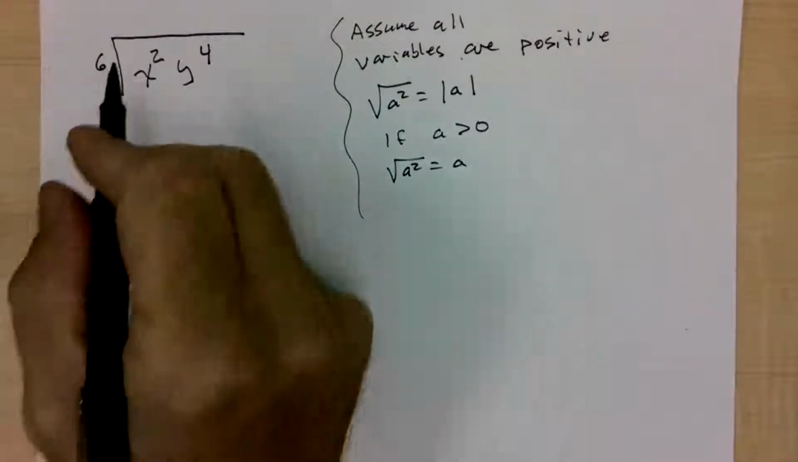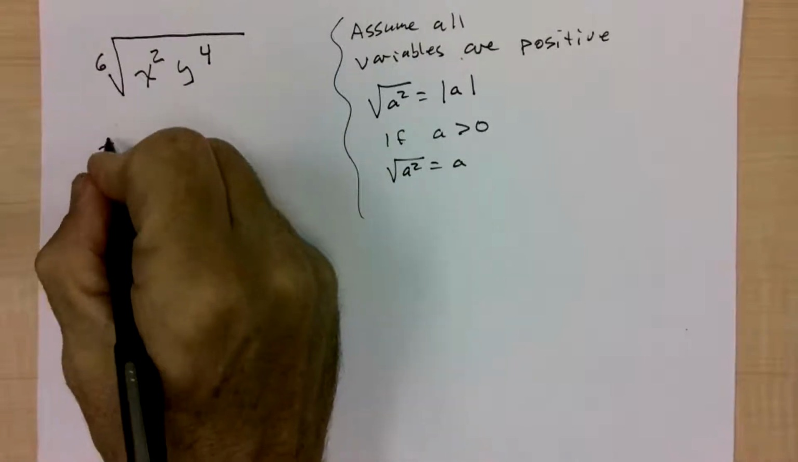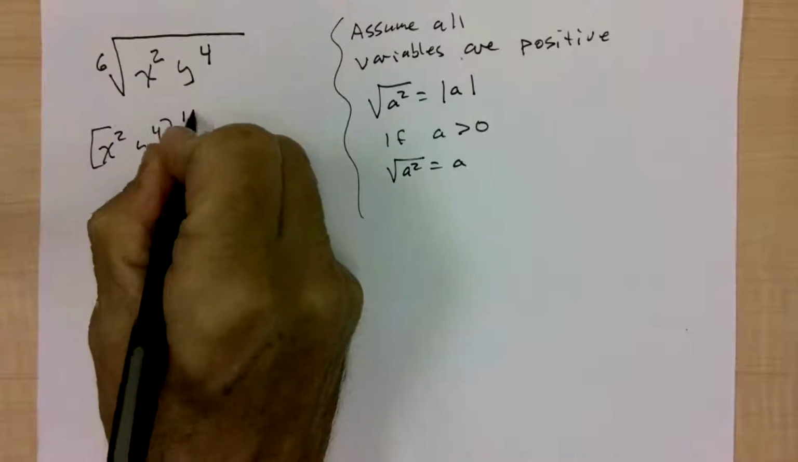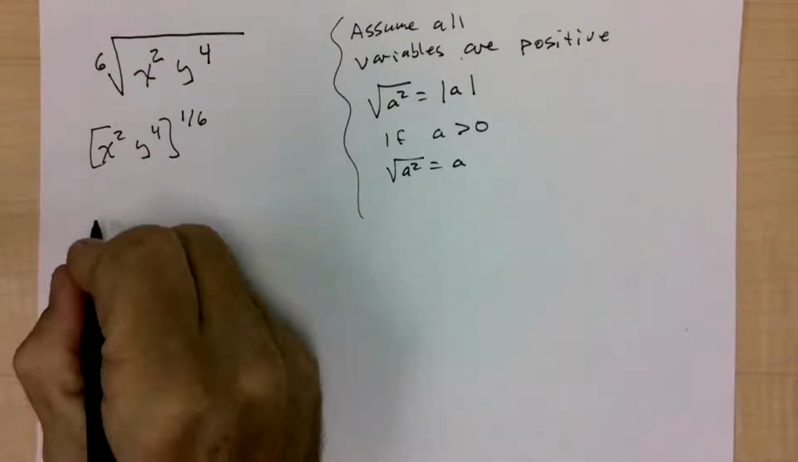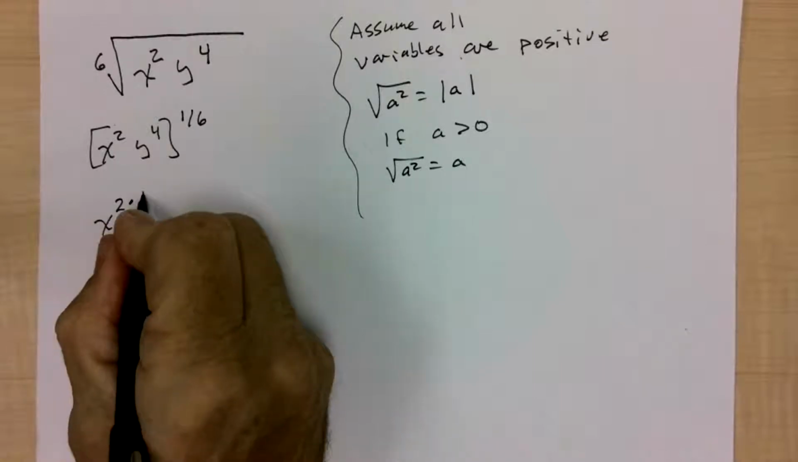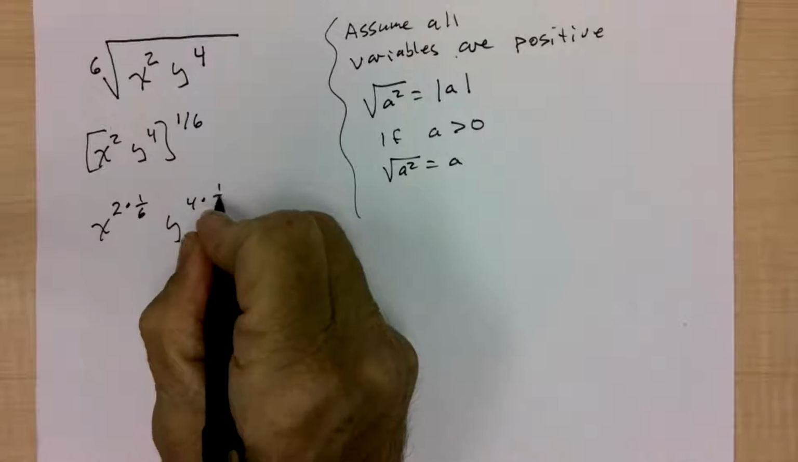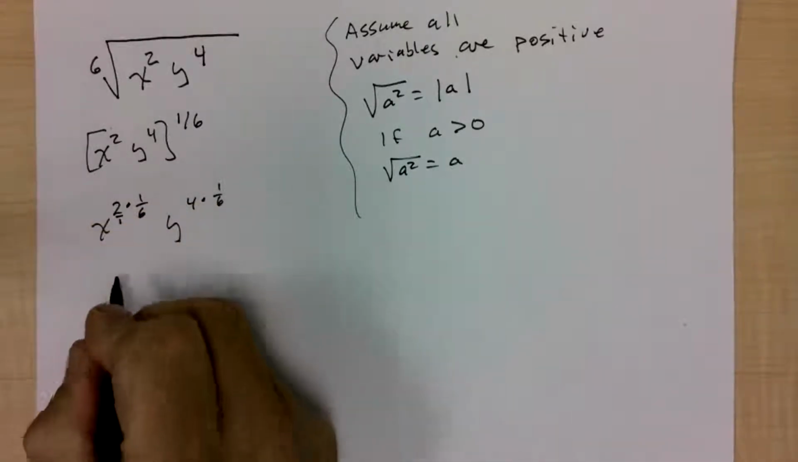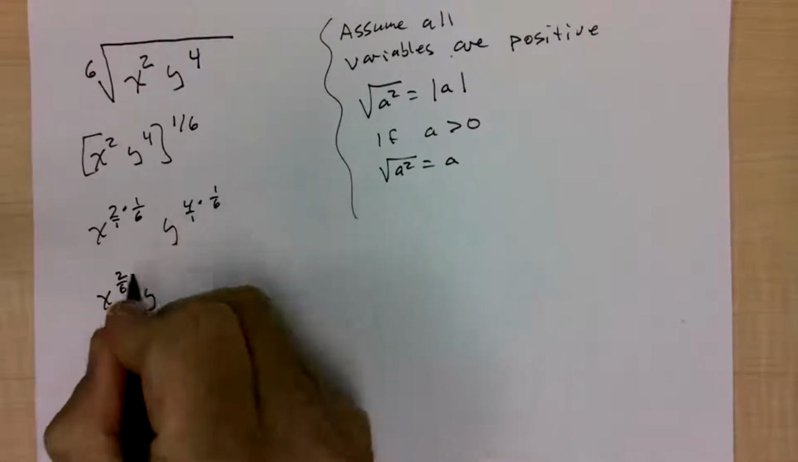So what we have here is x squared y to the 4th to the 1/6 power. When we raise a power to a power, we multiply the exponents. So that would be x to the 2 times 1/6 times y to the 4 times 1/6, which would then be 2 over 1 times 1 over 6, x to the 2/6, y to the 4/6.